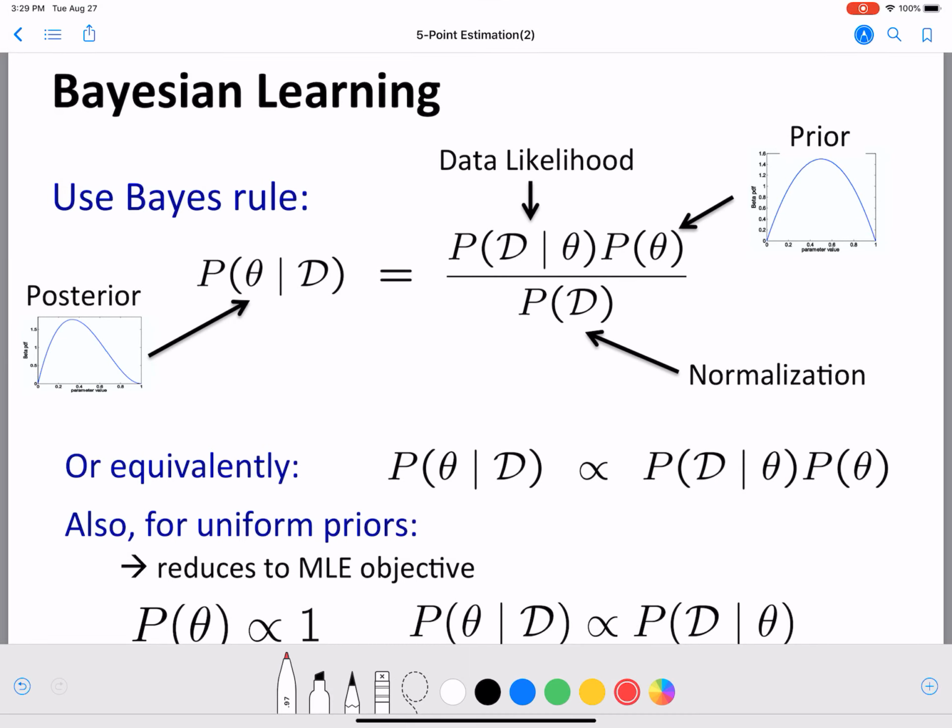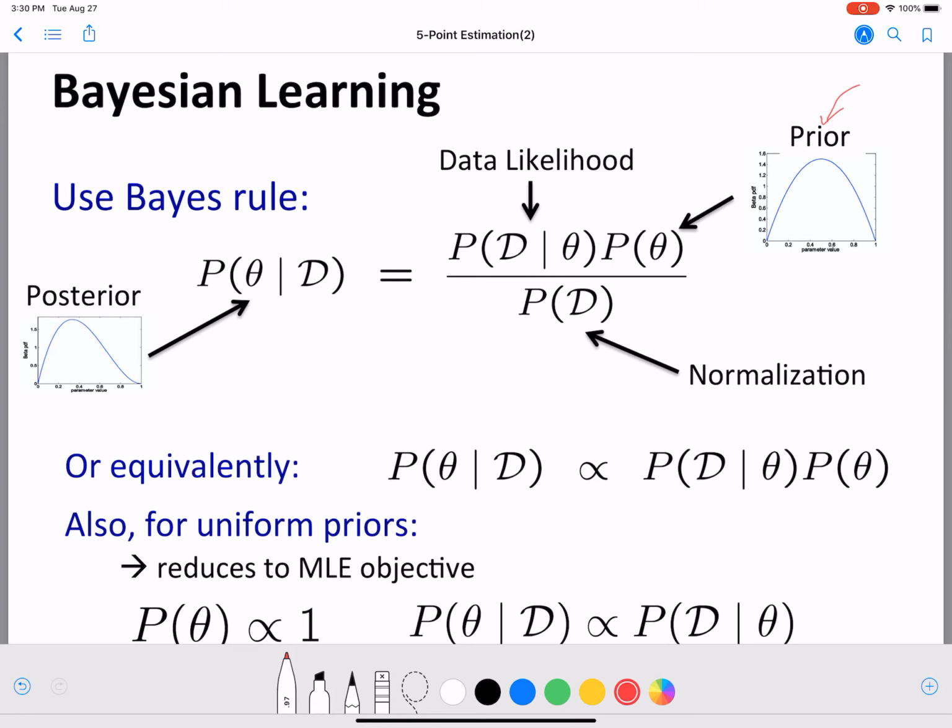So essentially, we use Bayes' rule. And how do we use it? We have prior belief, which is P of theta. Some prior on theta, right? So only theta is involved in the prior belief. And then we have likelihood. Likelihood is P of D given theta. What is the probability of D given theta?